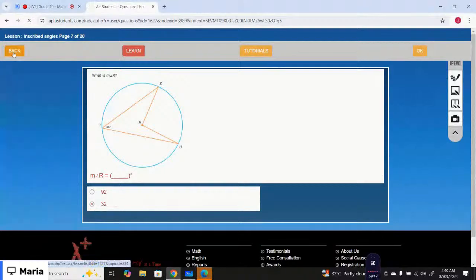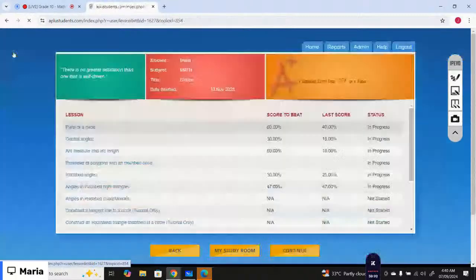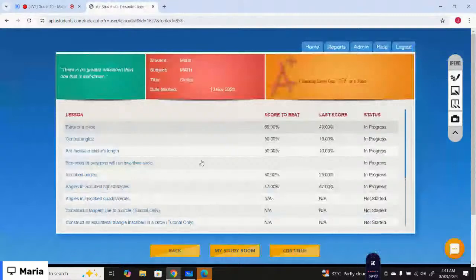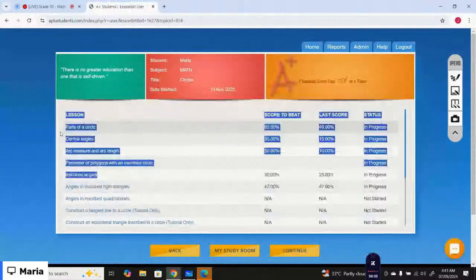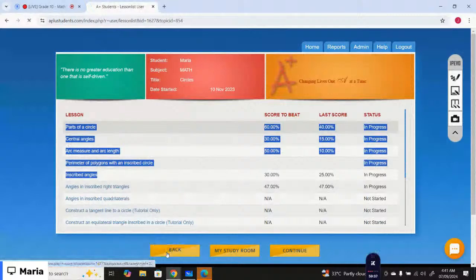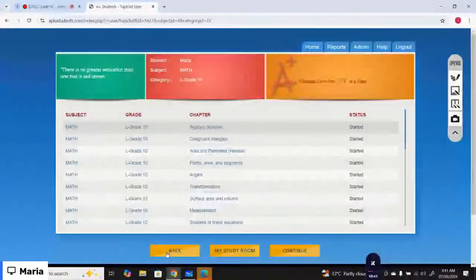We were working on 810 math, Chapter 2, which is circles. The lessons we have covered today are parts of a circle, central angles, arc measure and arc length, then inscribed angles. So please make sure before the next session you complete all the practice questions for the lessons we just did. That is your homework, right?